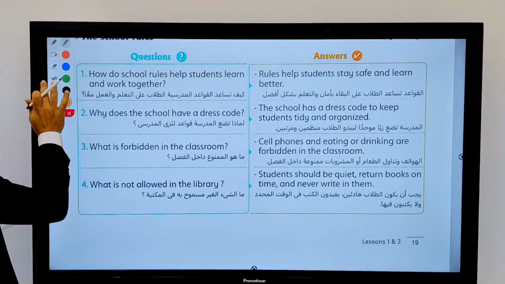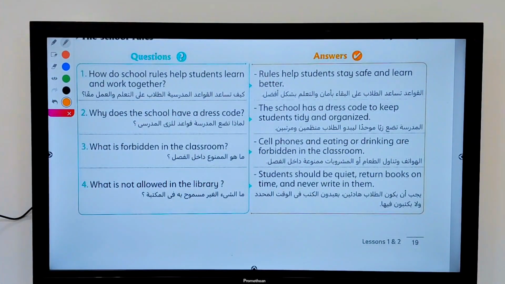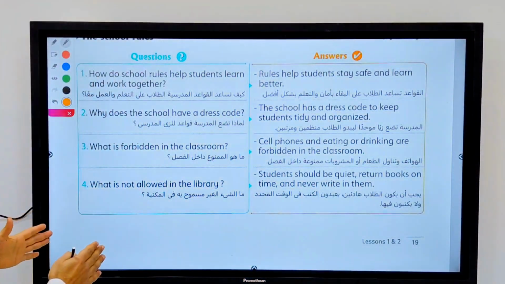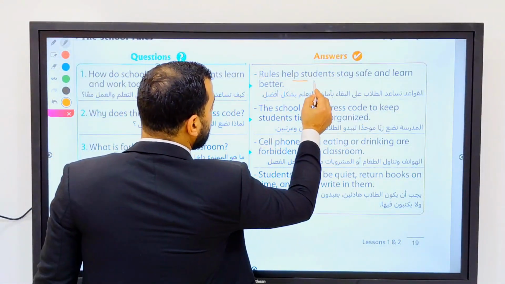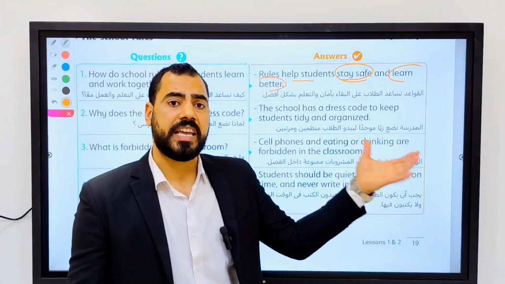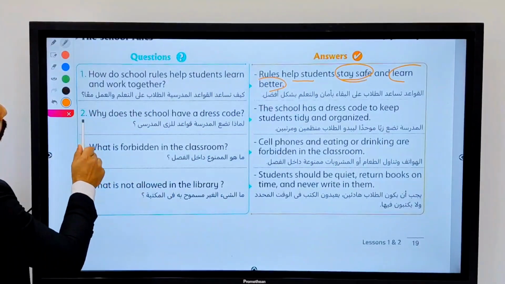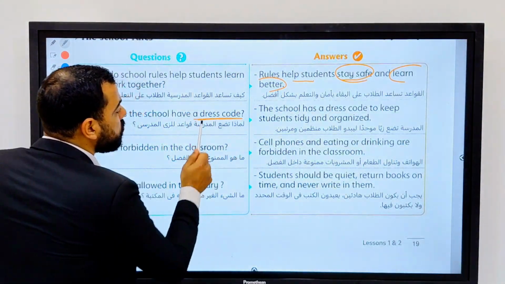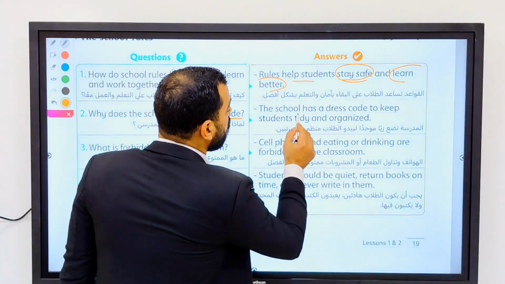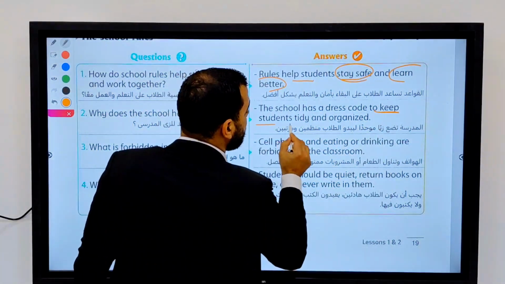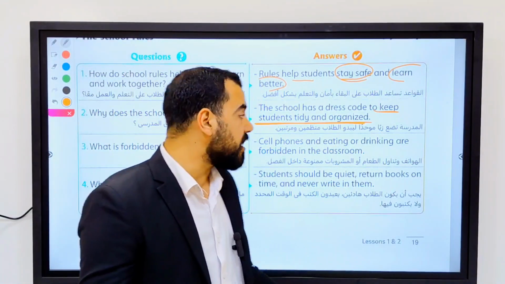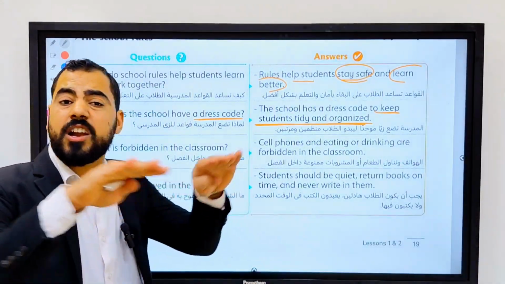Okay? Yes, question number one. Let's read them together. How do school rules help students learn and work together? Rules help students stay safe and learn better. Okay, so rules help students stay safe and learn better. Why does the school have a dress code? Why do we have to wear our uniform before we go to school? So the school has a dress code. Why? To keep students tidy and organized. Okay, we need you to be tidy, we need you to be organized. So you must follow the dress code, or you need to be equal.